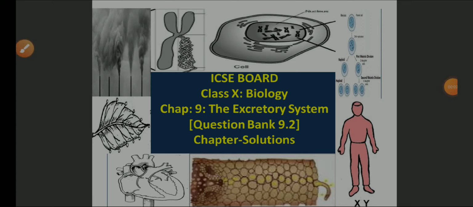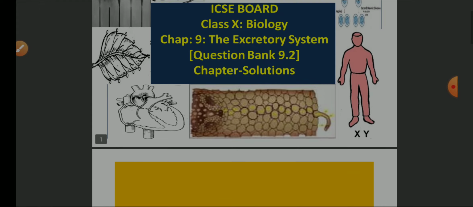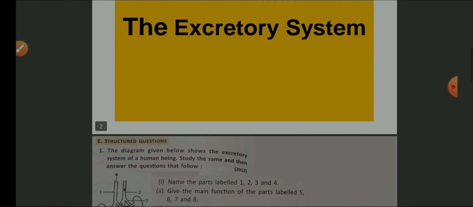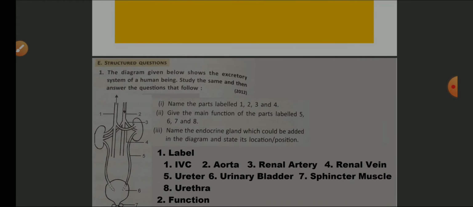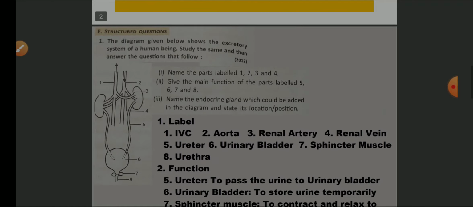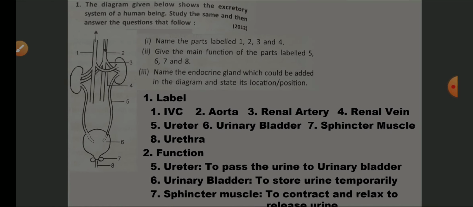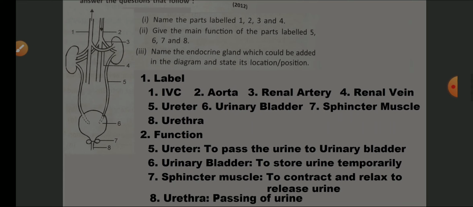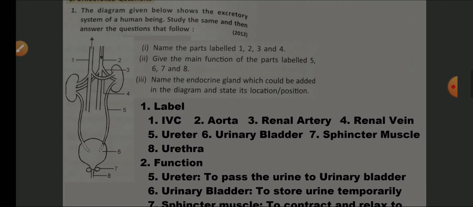Hello students, welcome to ICSE Board Class 10 Biology, Chapter 9 Excretory System, and we are solving the question answers from the textbook. This is Episode Question Bank 9.2, chapter solutions for the excretory system. We have already completed up till question D. We are going to start with question E, that is, structured questions. If you have the textbook, please check it.